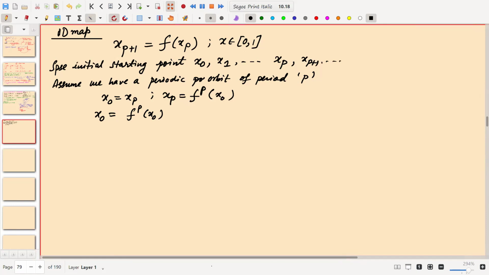Now what we want to do here is analyze a small deviation. I told you, if your orbit is chaotic, what will happen? If we take nearby initial conditions, the time series will diverge. So let us take one small deviation to the point.